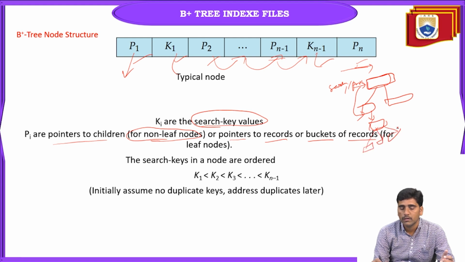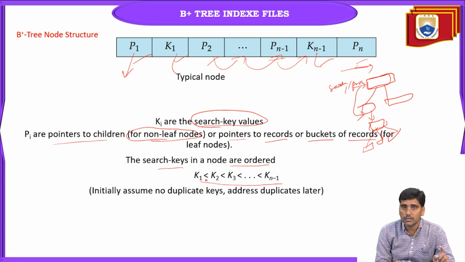So in this way each and every pointer is going to be pointed with the search key value in the records. So the search keys in a node are ordered. The search keys are to be ordered in the node. That means they have to maintain the sequential order. They have to be mentioned in the sequential order.